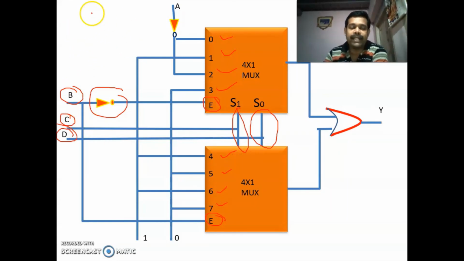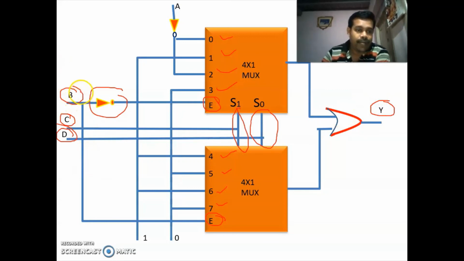From the implementation table, we have got the values of D0, D1, D2, D3, D4, D5, D6 and D7. Those corresponding values we have to give. Finally, the outputs of both these multiplexers are given to the OR gate. So Y is the final output.